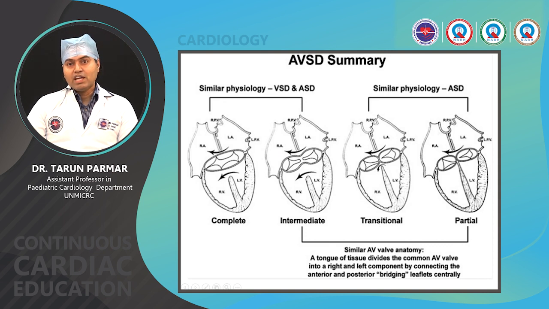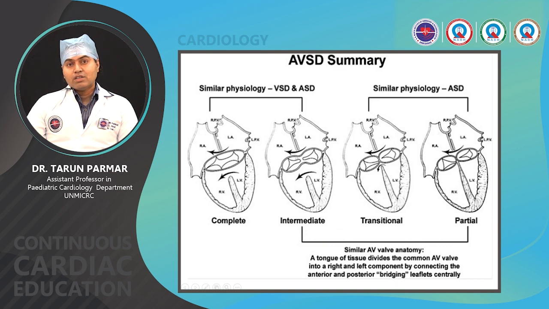While the transitional and partial AVSD have similar physiology or hemodynamics as a large ASD. So there is a large ASD and a very restrictive inlet VSD, restricted by the dense caudal attachment, and in the partial AVSD there is only a large ASD. So here the AV valve anatomy is similar in partial, transitional and intermediate AVSD.